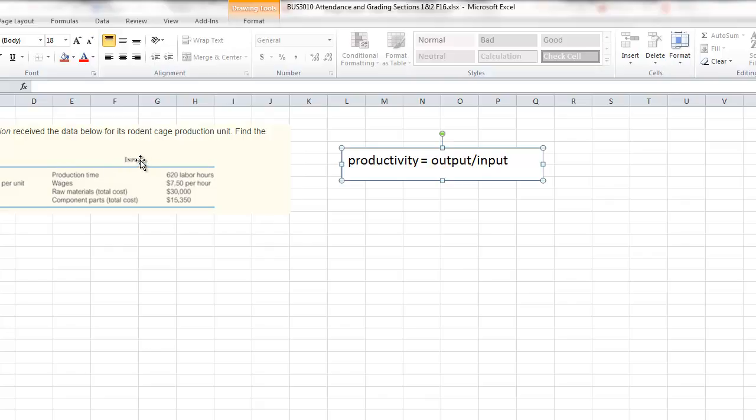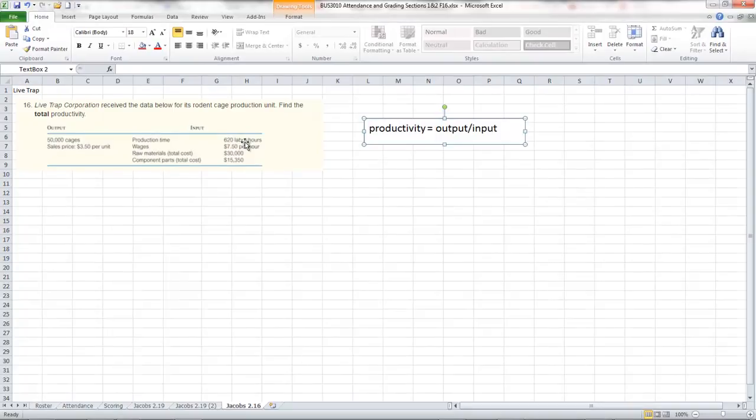But we're looking at what the inputs were. What did it take to produce these 50,000 cages? Okay, so we can take a look at all these. There are 4 here. There are some labor hours involved. They tell us what the average wages are for that, $7.50 an hour. They talk about the raw materials costs, $30,000, and then component parts that go in besides the raw materials is $15,350.